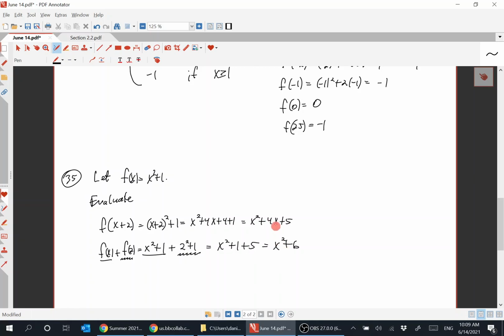By the way, are they the same? f of x plus 2 and f of x plus f of 2? Are they the same?